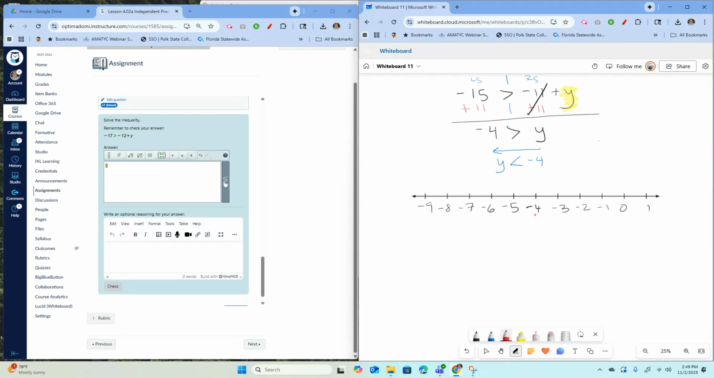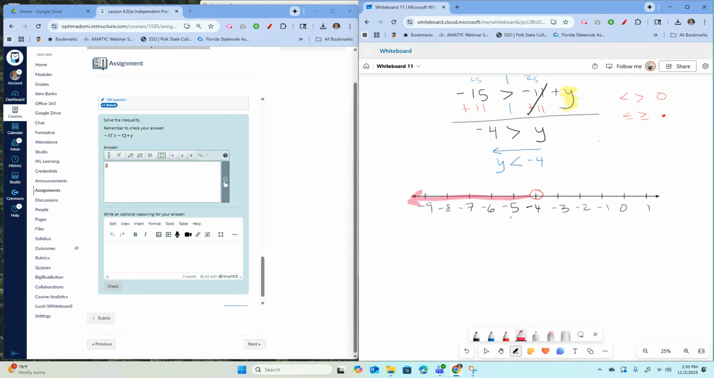I need to put an open dot or a closed dot on the answer that I got, negative 4. Now, when you have one of these two, it's going to be open. When you have one of these two, it's going to be closed. In my case, it's going to be open on negative 4. And I want all the numbers, that's the Y, that are smaller than negative 4 or to the left of negative 4. That's what the arrow is pointing.